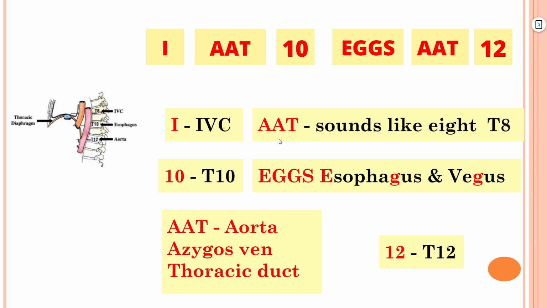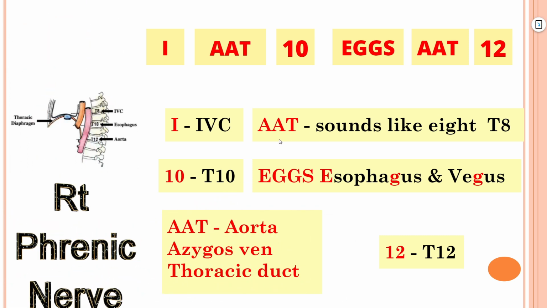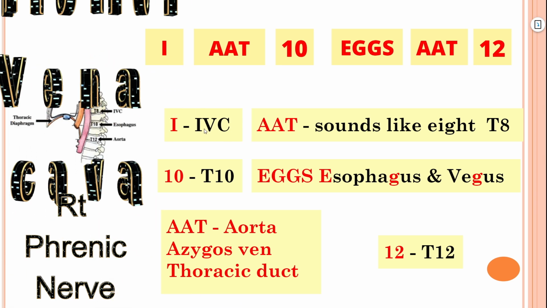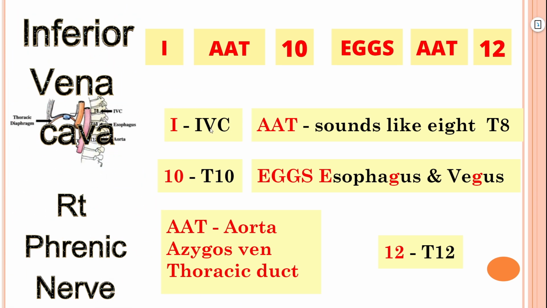At T8, we need to remember one more structure, that is the right phrenic nerve, and how we can remember it is in IVC, it is inferior vena cava, so inferior itself is having a fur, so we can remember that at level T8, along with IVC, the right phrenic nerve also passes through the diaphragm.